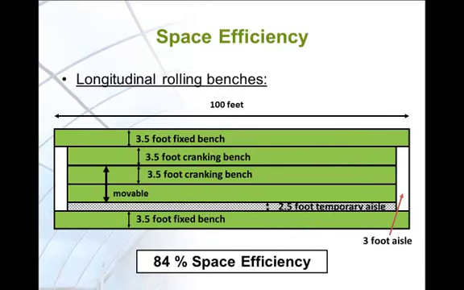A longitudinal cranking bench setup has two 3.5 by 100-foot benches sitting against the long walls. It has three 3.5 by 94-foot cranking benches in the middle of the greenhouse that leave a 3-foot aisle at each end, as well as a 2.5-foot wide temporary aisle between two cranking benches. This setup uses 84% of the greenhouse space for growing.